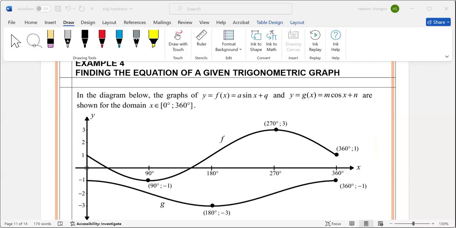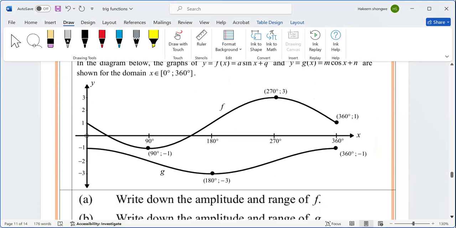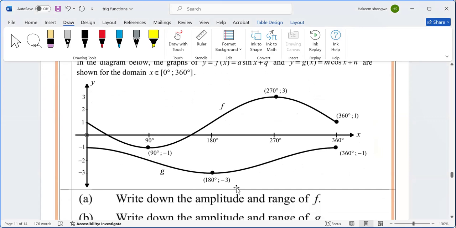So they say in the diagram below, you are given y is equal to f of x, which is going to be equal to a sine x plus q. And y is equal to g of x, which is m cos of x plus n, are shown, where x is an element between 0 up until we get to 360. And then now we're going to answer some questions based on this. The first question says, write down the amplitude and the range of f.